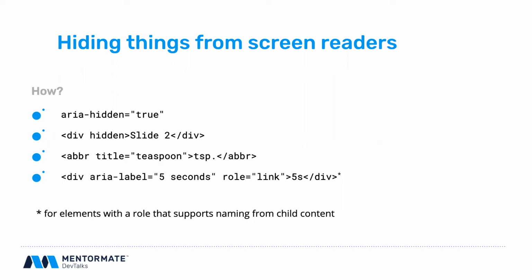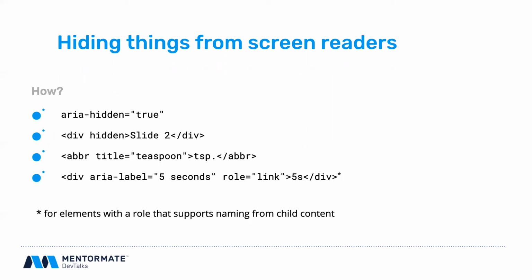Most often you would use that for multi-step wizards or carousels, those image rotators. Here's an example with the teaspoon. Placing a title would give a hint to screen readers that they should read the title instead of the child content. In our case, that's the abbreviation TSP dot, and they would skip the child content and announce teaspoon.